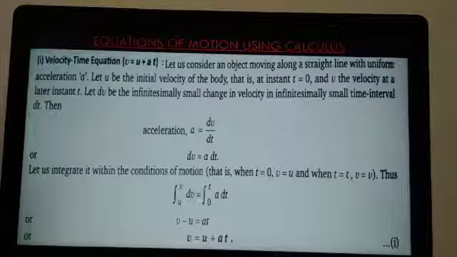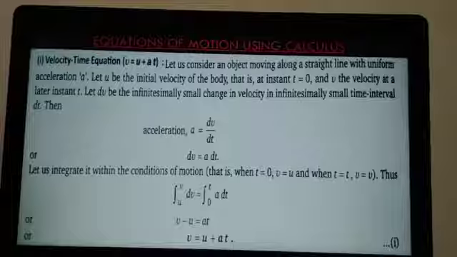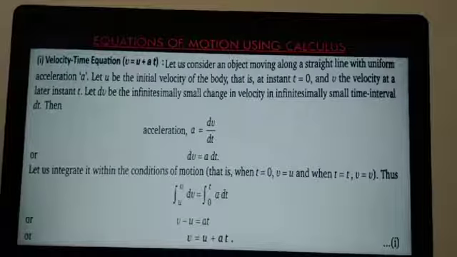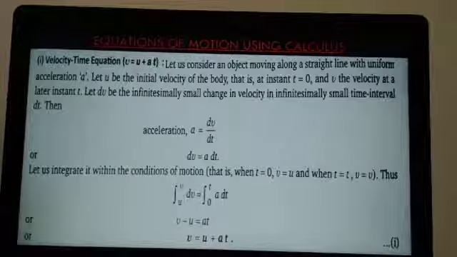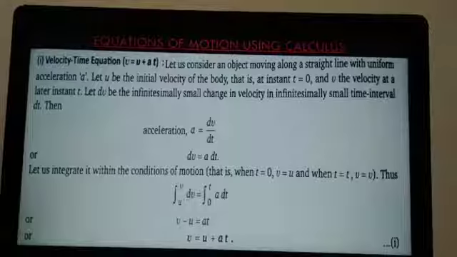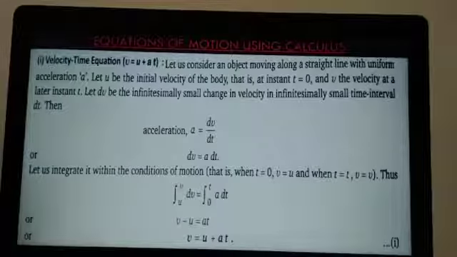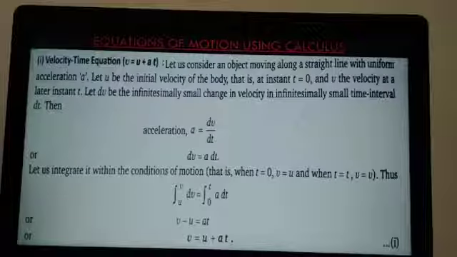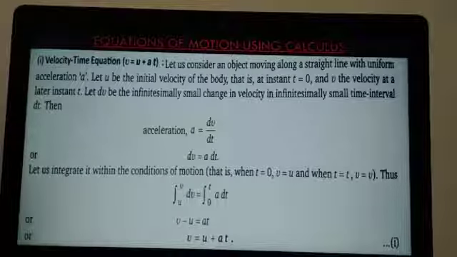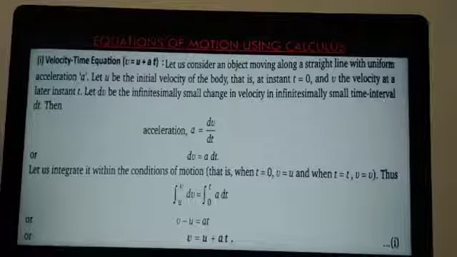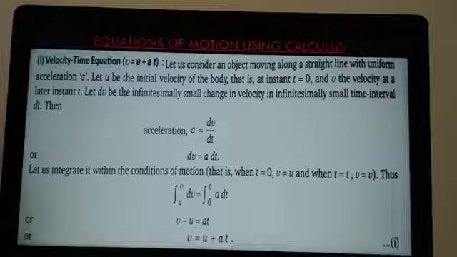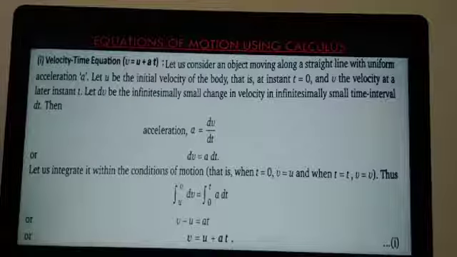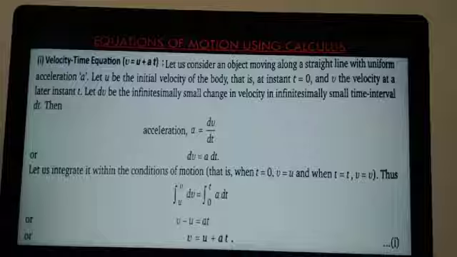That means after a time t you are observing again, then you find its velocity is v. Let dv be the infinitesimally small change in velocity in an infinitesimally small time interval delta t. That means for very small changes in time delta t, velocity changes by dv. Then according to the definition of acceleration, a is equal to dv by dt.